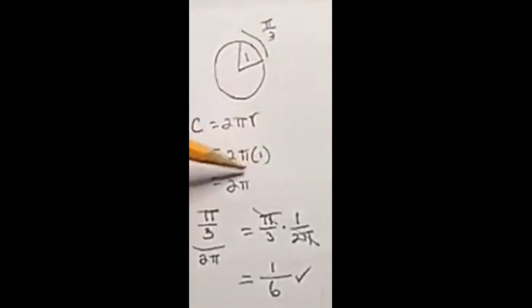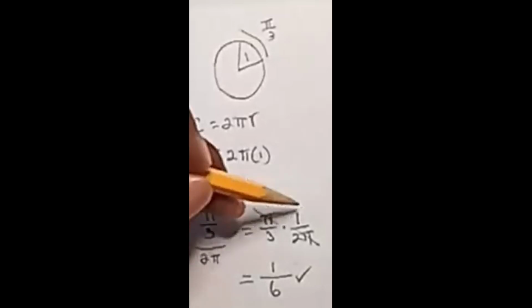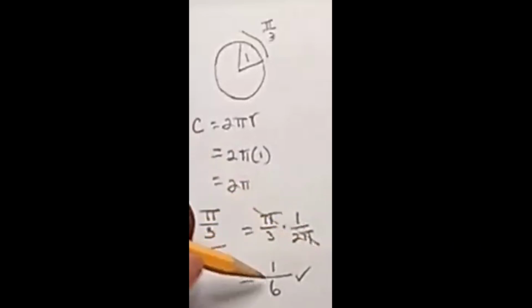2 pi r, r is 1, so it's 2 pi. This guy over this guy: pi over 3 over 2 pi. That means pi over 3 times 1 over 2 pi. My pi's cancel. I have 1 over 3 times 2, which is 1 over 6.